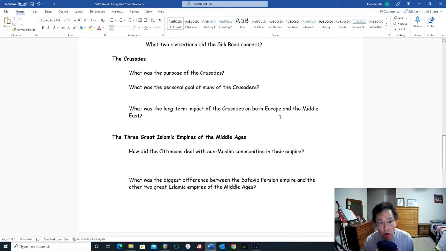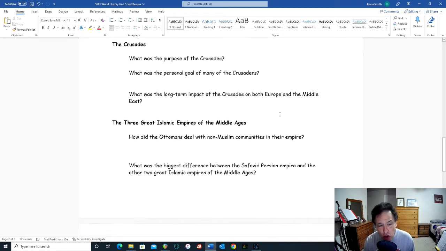What was the personal goal of many of those crusaders? And we talked about that. The personal goal for many of them was redemption from sins and to gain eternal salvation because they were obeying, in their minds, they were doing what God willed them to do by making this pilgrimage to the Holy Land and taking part in this reconquest of the Holy Land on the part of Christianity.